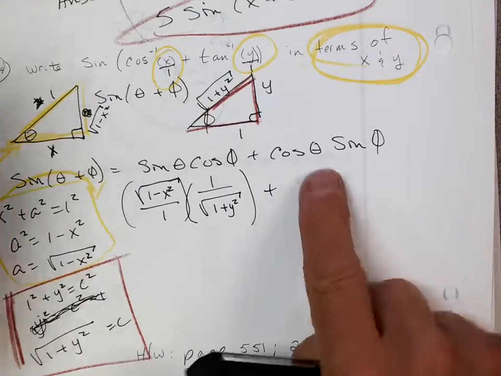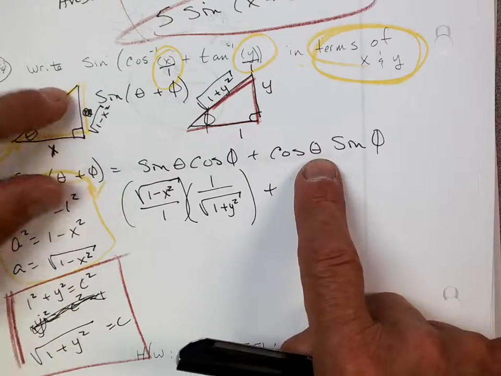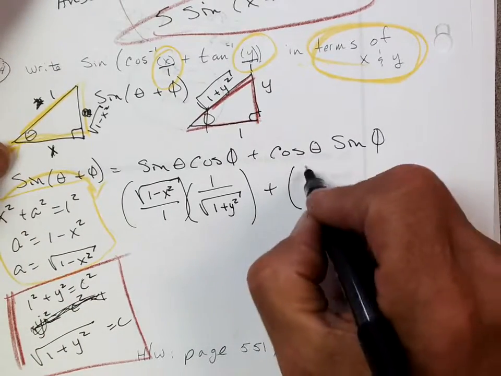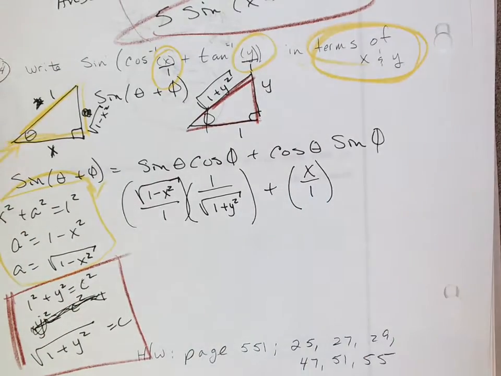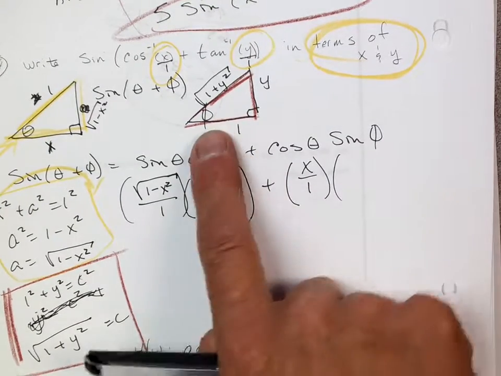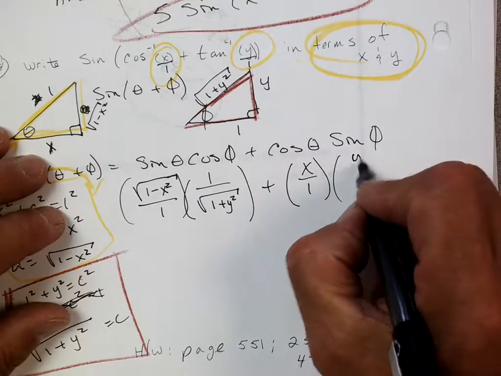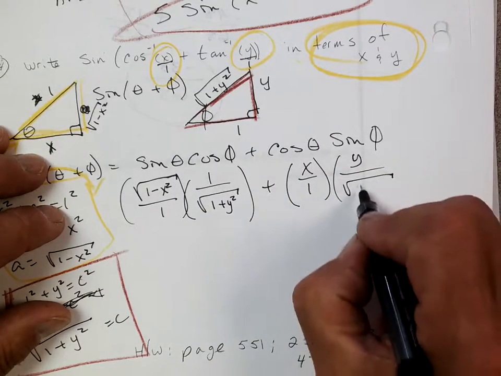Well, it's cosine of theta. Okay, let's go find theta. There's my theta triangle, right? Cosine's adjacent over hypotenuse, so this one's going to be x over 1 times sine of phi. So let's find phi. Phi is here. And sine of phi is going to be opposite over hypotenuse, which is going to be my y over my square root of 1 plus y squared.